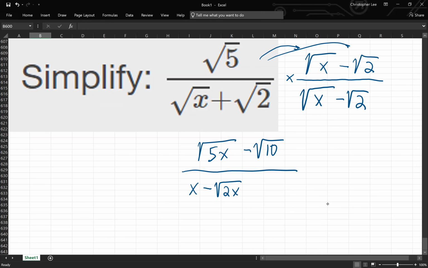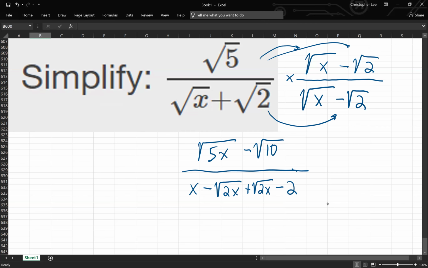Then we're going to have a positive square root 2 times square root x, which is going to give me a positive square root 2x. And last but not least, I'm going to have a positive square root 2 times a negative square root 2, which is going to give me a negative square root 4. You know what? Let's just call it negative 2.